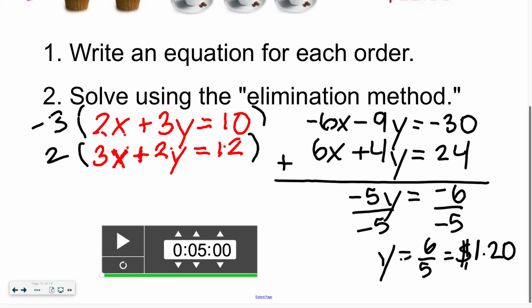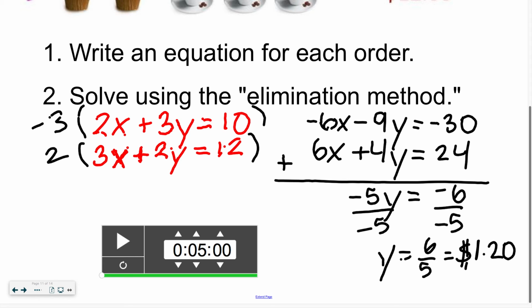There's a ton of ways, but remember the ultimate goal. What's your ultimate goal? Whatever you do to either one or both of the equations, what's your goal? What's your end game? Why are you going to do anything to either equation? Because your goal is to eliminate one variable. We want to eliminate one of the variables.